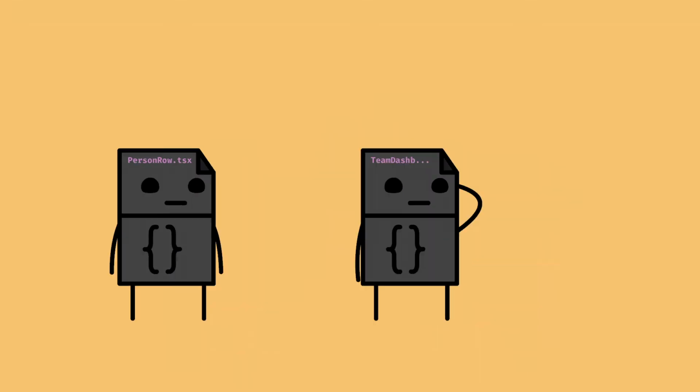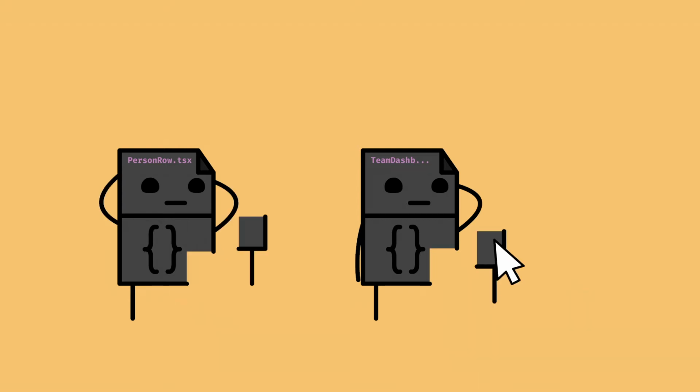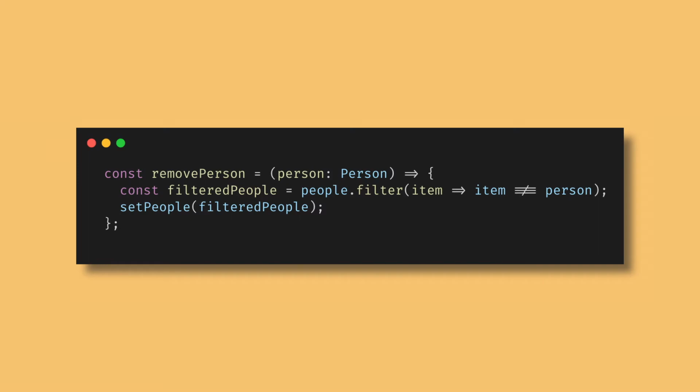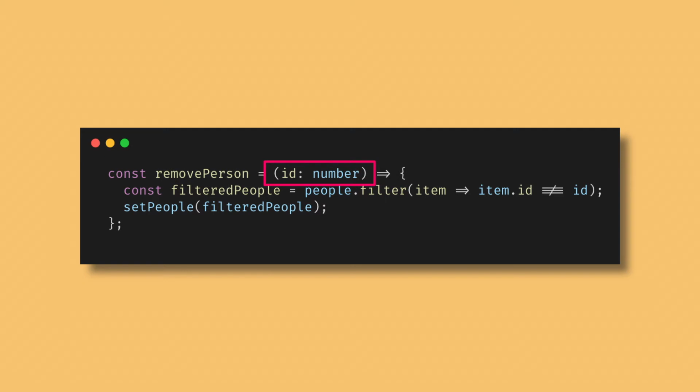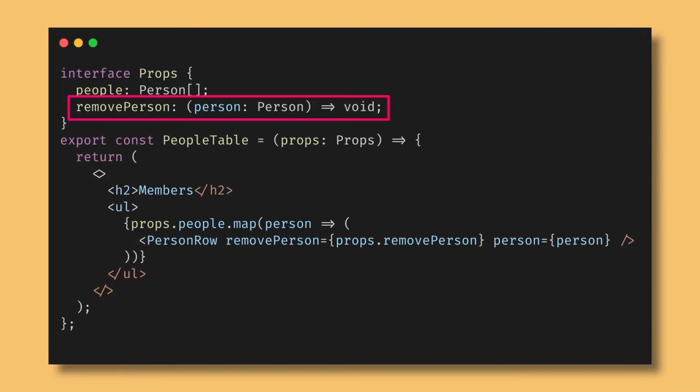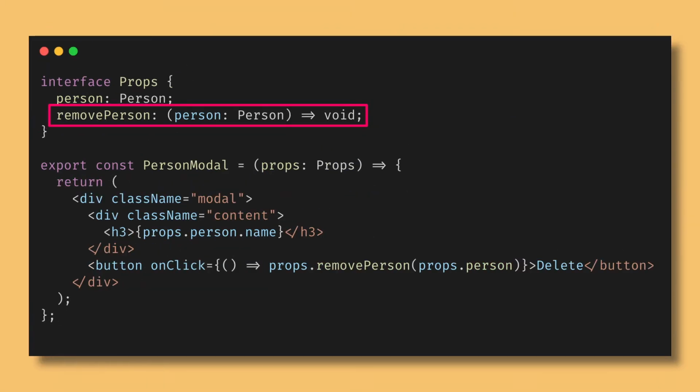A component that knows too much about another component has a high risk of being affected by changes in that component. Consider a situation where we would have to change the signature of remove person. What if instead of passing a person directly, we wanted to only pass the ID? Our components are tightly coupled to the person signature of remove person. The change to number from person would then have to be done here, here, and here.